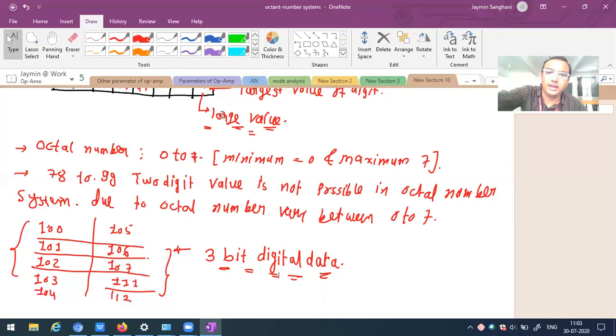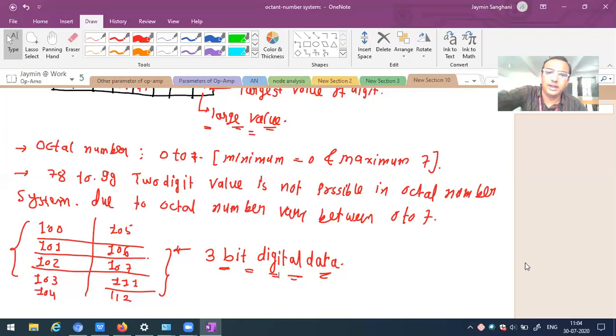That's why from 78 to 99, it is not possible to get the value. That's why the starting range of the octal number in 3 digits is 100. And what is the lowest range in the 2-bit data? It is 11. For a single bit, it varies from 0 to 7.